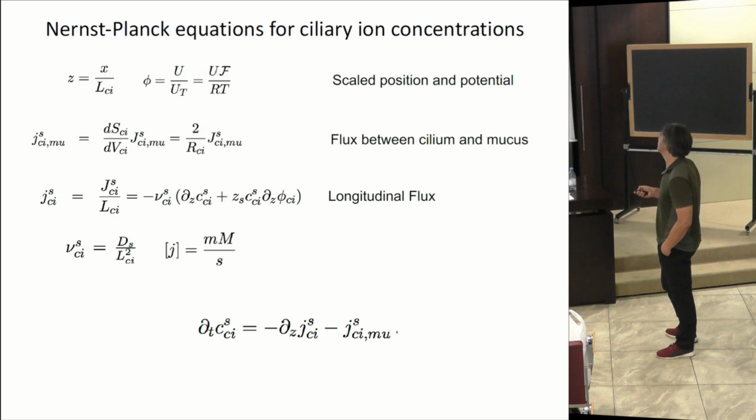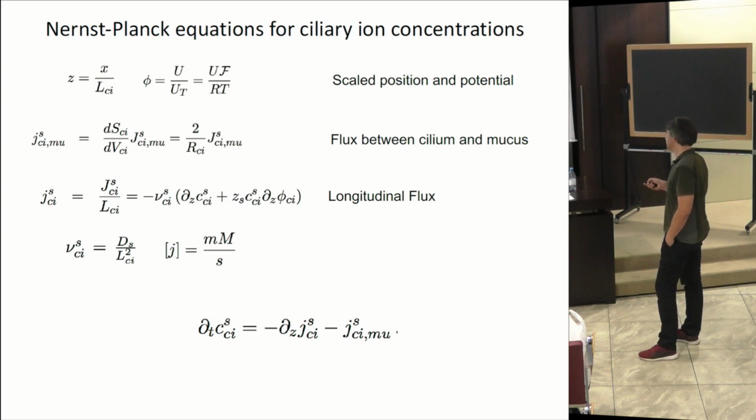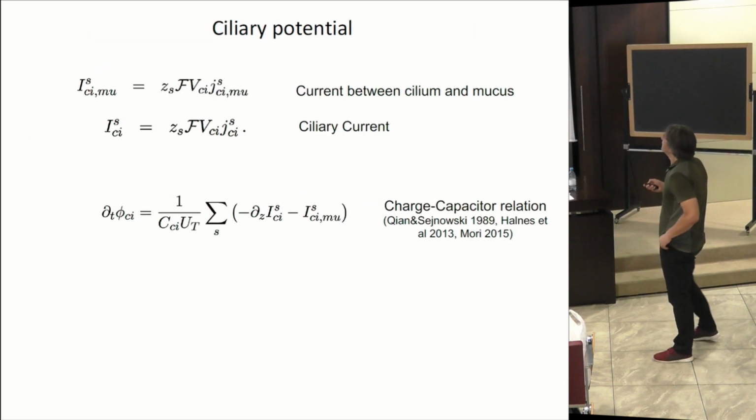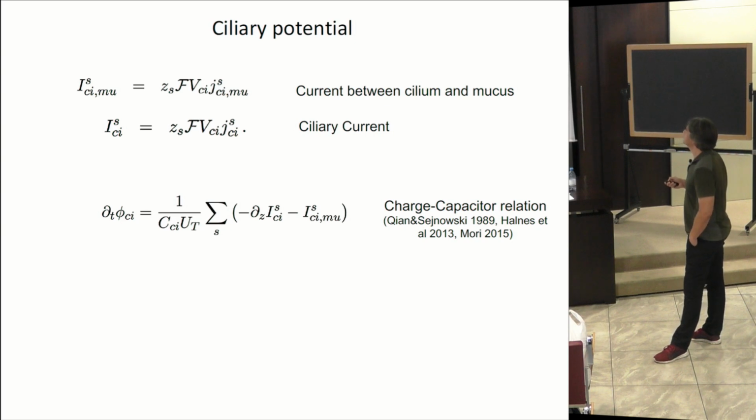They change depending on the longitudinal flux, and the flux that flows in via the membrane, which depends on the opening of the channels and odorant activation, as you will see later on. Okay, and then you need an equation for the ciliary potential.